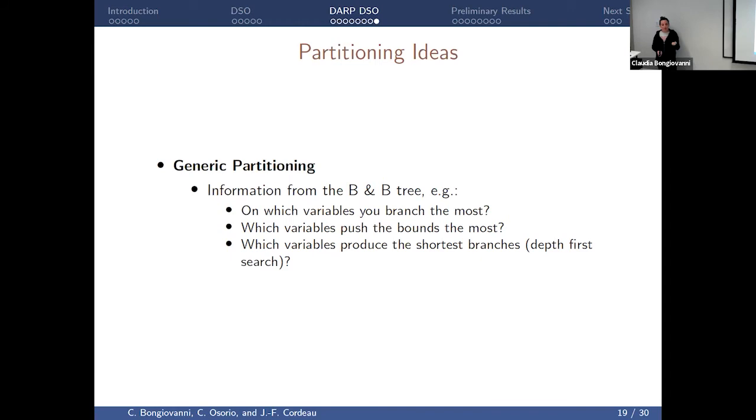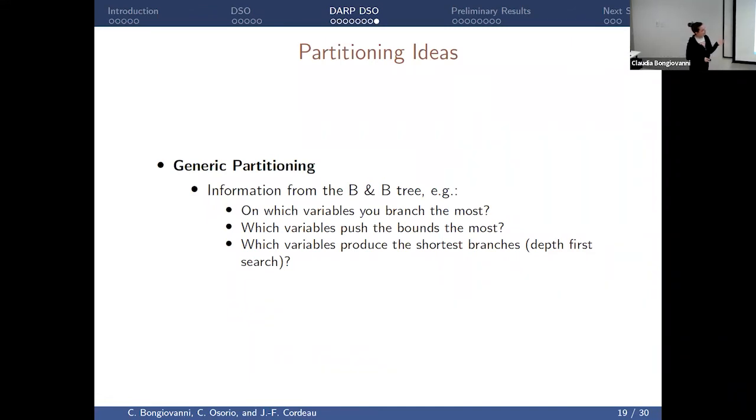One could extract information from the branch and bound tree as I solve the mixed integer program. For example, one could retrieve on which variables I branch the most, which variables push the bounds the most while I solve the branch and bound tree, and which variables produce the shortest branches when I look at the depth-first searches in branch and bound. So this is using the event-based MILP to retrieve variables that may be more or less hard for the problem to set. In the first case, if I branch very frequently on a variable in a branch and bound tree, maybe this suggests that this variable is particularly complex to set. So maybe I want to set it to 0 and 1 and analyze how this choice impacts the objective function of the simulator.